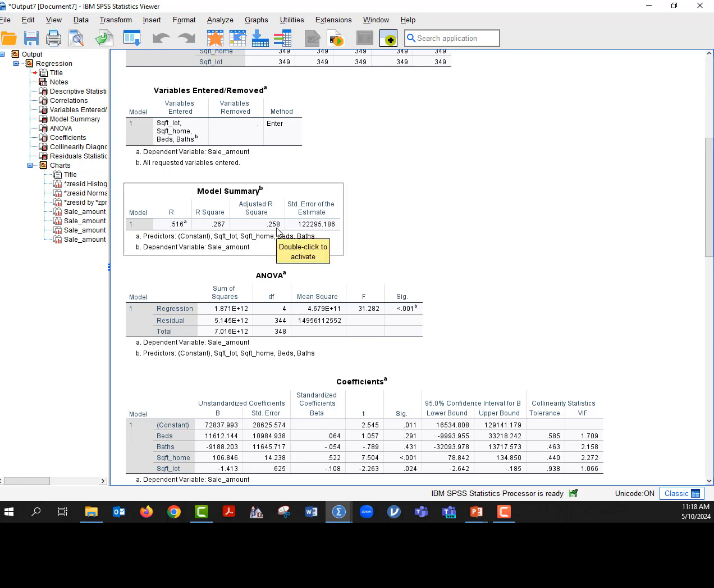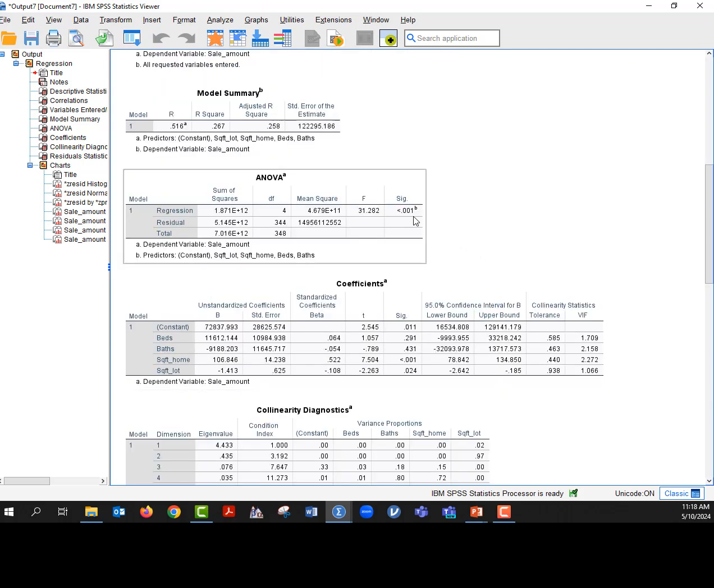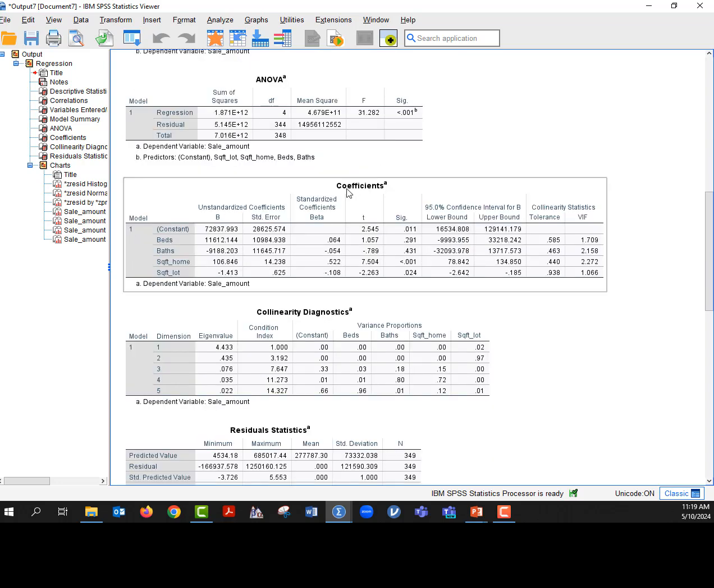Right now, we're accounting for about 26% of the variability in the dependent variable with these 4 independent variables. We can see that we have a significant regression, and we can see our coefficients. So we have the constant, which is what the price of the house would be if all of these other things were 0, which doesn't really make sense.